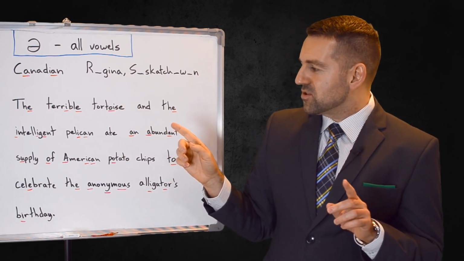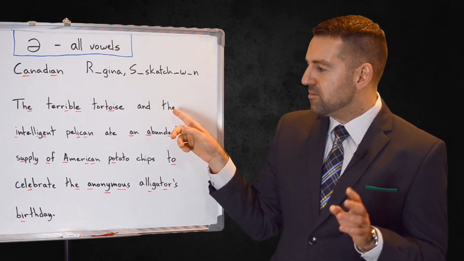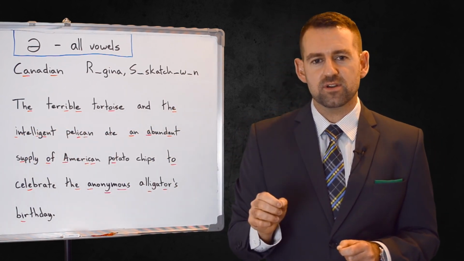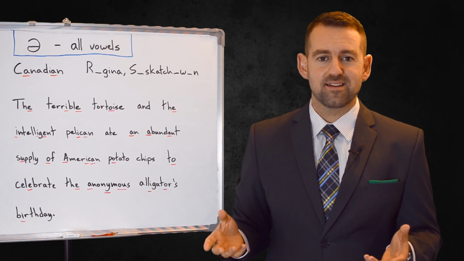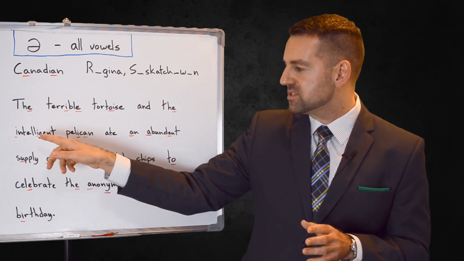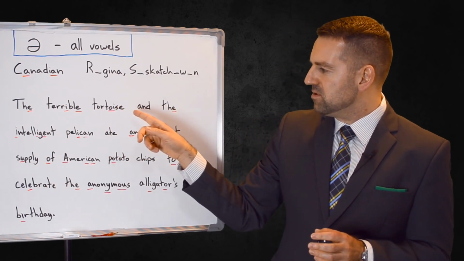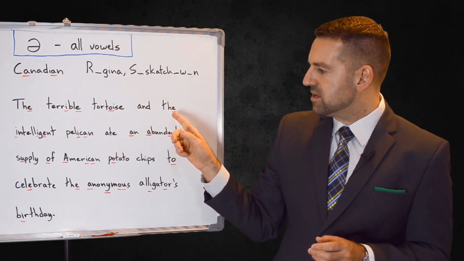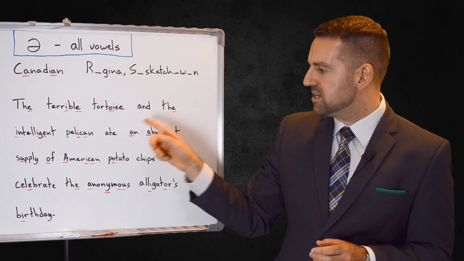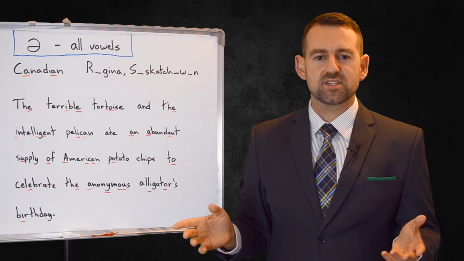Now, the strange thing is that when I say the word "the" before another word that begins with a vowel sound, then I say "thee". I don't know, it's just the most natural way to say it if the next word starts with a vowel sound. So listen: the terrible tortoise and the intelligent pelican. So it's "thee". All right, but most of the time I say "the".